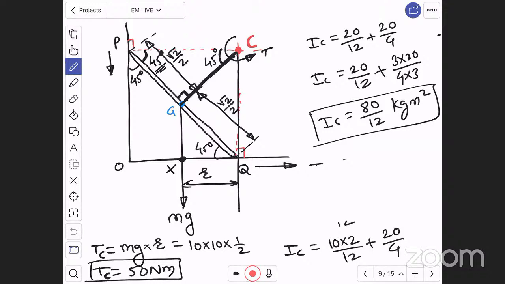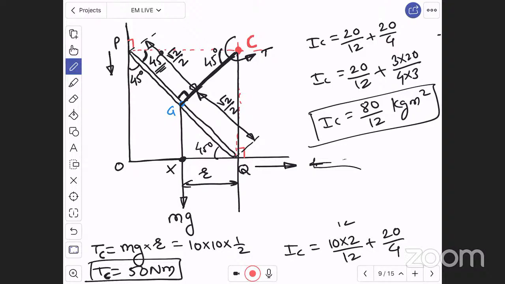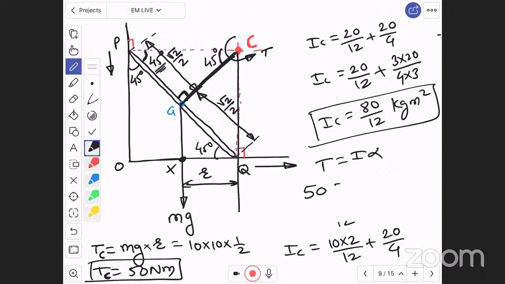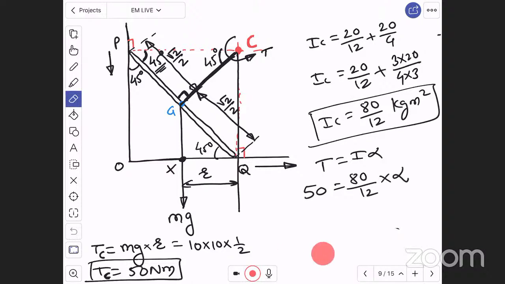And my dear students, this torque is nothing but I alpha, and torque we have calculated 50, I we have calculated 80/12 into alpha, and alpha is the question in this. Now let us find alpha. Therefore here alpha will be equal to 50 into 12 divided by 80.